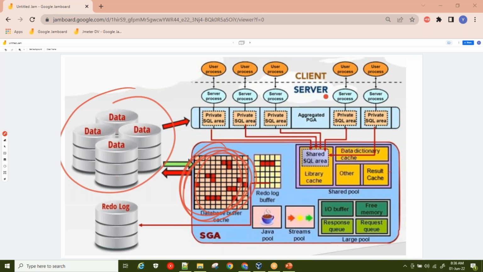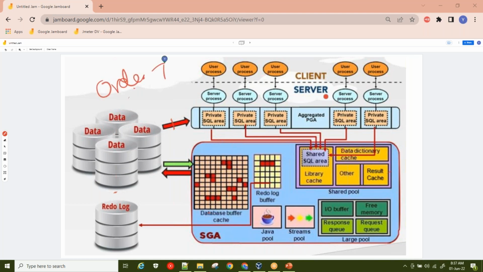Every time it will not go to the storage disk. It will go to the storage disk only when some alteration happens, some writing. Let's say I have a process where I am inserting an order ID into the table. Now there is some writing happening, right? From the PGA it comes to your database buffer cache, then it goes to the storage disk also. It will write that order ID, and it will be stored in the database buffer cache also, both.